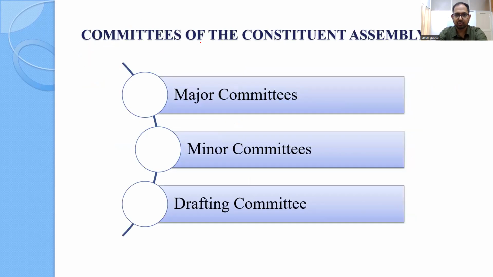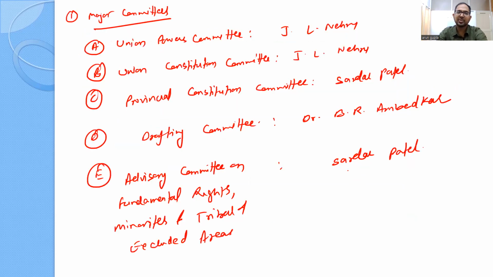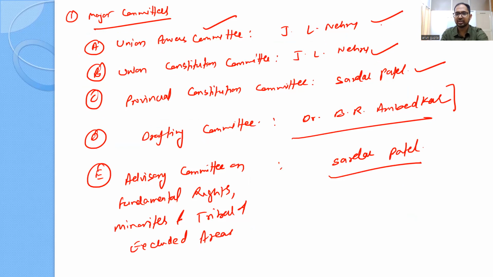Okay. Moving ahead, there were three kinds of committees: major committees, minor committees, and the drafting committee. The major committees were: Union Powers Committee, Jawaharlal Nehru was the chairman. Union Constitution Committee, Jawaharlal Nehru again the chairman. Provincial Constitution Committee, Sardar Patel. Drafting Committee, everybody must know, Dr. B.R. Ambedkar. Advisory Committee on Fundamental Rights, Minorities and Tribal and Excluded Areas, Sardar Patel. So till now we can see 2 Jawaharlal Nehru, 2 Sardar Patel, and 1 Dr. B.R. Ambedkar. Out of 5, 2 to 1.